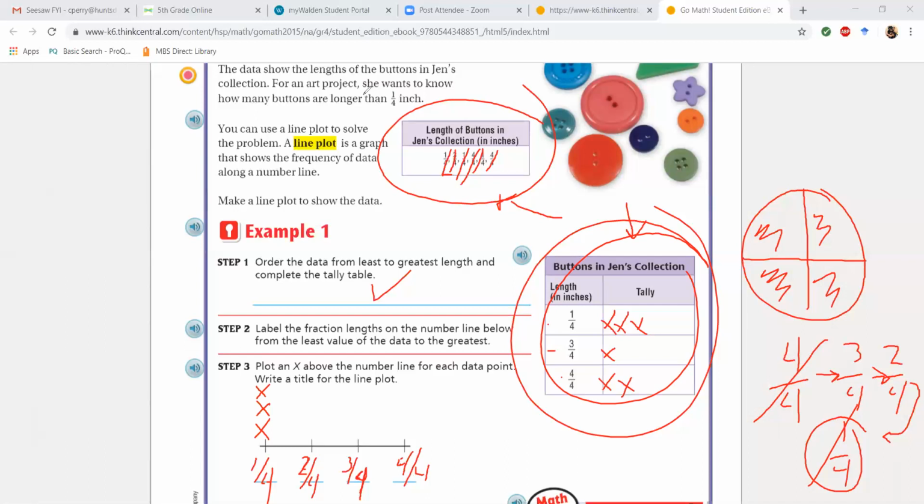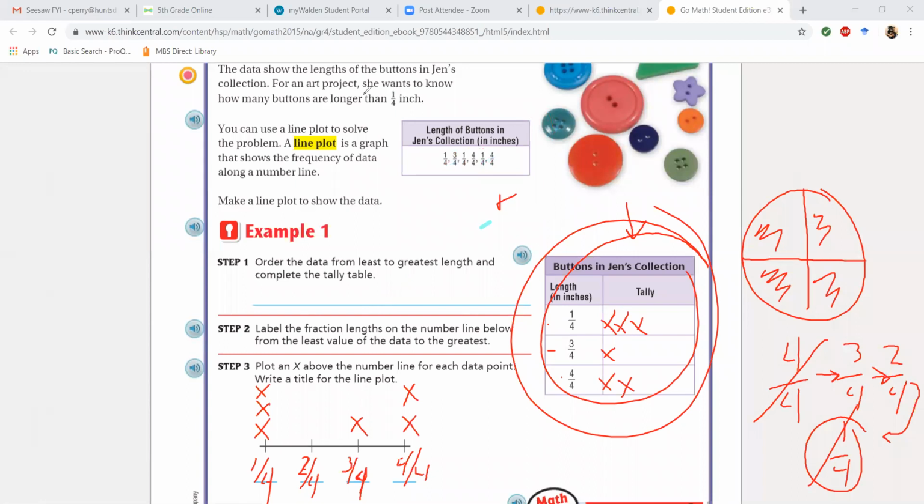Okay, so the next one, 3/4. How many X's am I going to put above 3/4? Just 1. Thank you, everybody. And then the last section, how many X's am I going to put above 4/4? Kason? That's right, 2 X's. All right, so now I just created my first line plot.